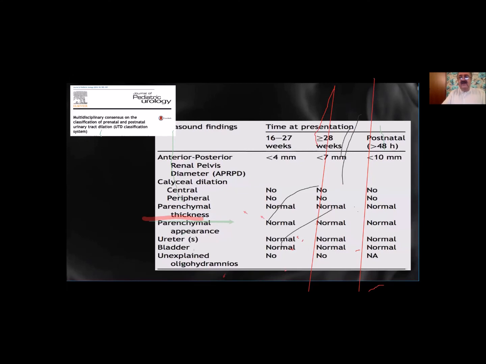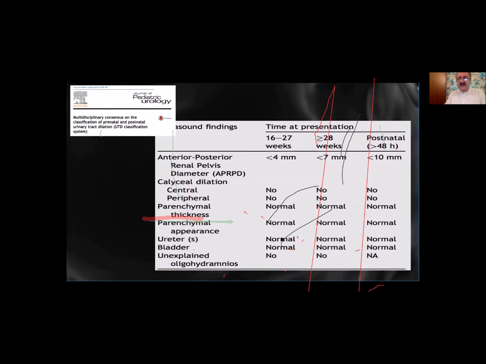The other thing that we often come across is a report of urinary dilatation. And for this, we now have a very straightforward guidance from a multidisciplinary consensus group from Southeast Asia that got together and gave us a urinary tract dilatation classification system, where they give us the number of weeks and they give us the amount of dilatation, 4 millimeters, less than 7 or less than 10. And that would depend on the number of weeks.